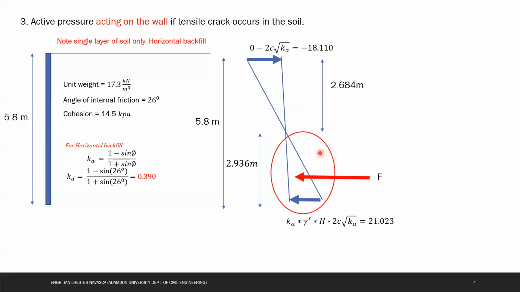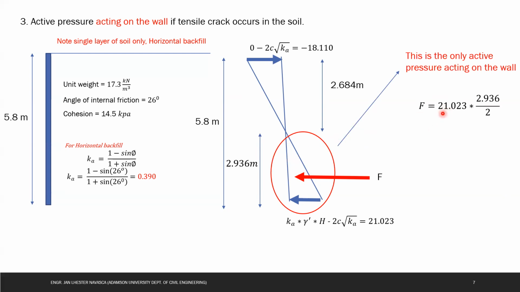So therefore, you just need to solve for this area multiplied by the pressure. So that is this one. This is the only active pressure acting on the wall. So therefore, your F is 21.023 multiplied by 2.936 divided by 2. So that is the area of a triangle. That is 30.862 kilonewton. So this will be your active pressure acting on the wall.